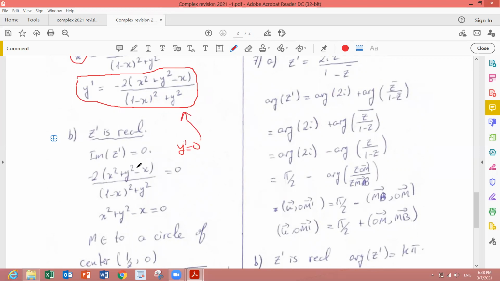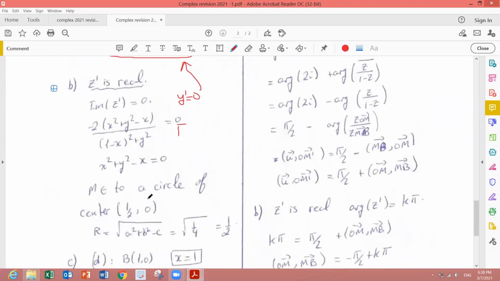Minus 2 into x squared plus y squared minus x equal to 0. Cross multiplication. We get x squared plus y squared minus x equal to 0. This is the equation of a circle. To find the center, let's remember: the center is A, B. A is minus the coefficient of x over 2, and B is minus the coefficient of y over 2.